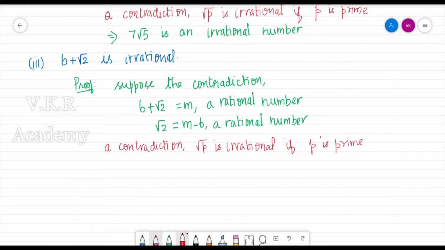Therefore, our assumption that 6 plus root 2 is rational is wrong, as it leads to a contradictory conclusion. So 6 plus root 2 is an irrational number.